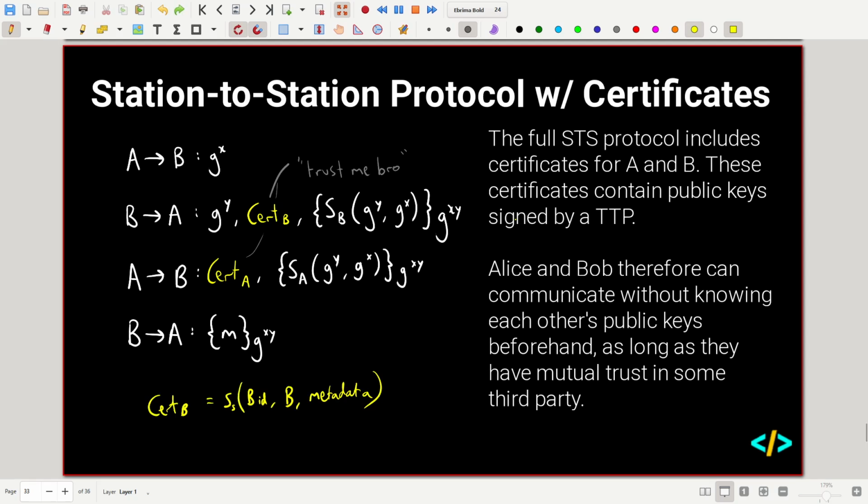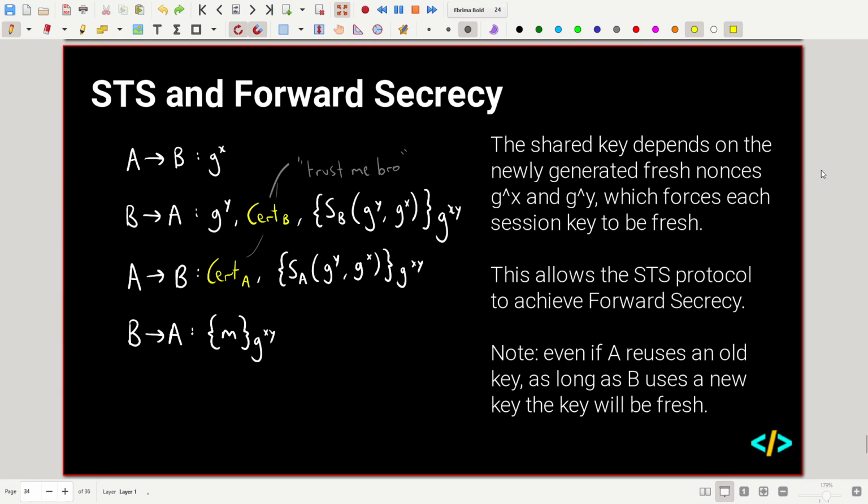Don't remove it. Okay, I'll keep that there. Building on that, the shared key depends on newly generated fresh nonces, g^x and g^y, which forces every single session key that's derived from them to be fresh. So this hopefully answers your earlier concern, Hux, as well.